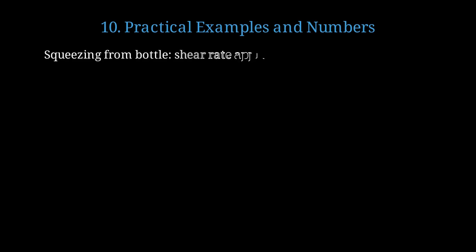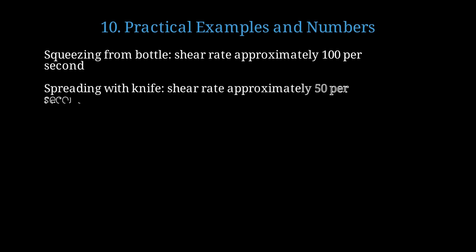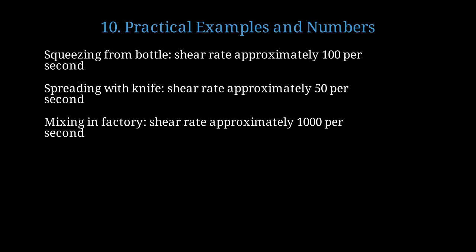Let's ground our understanding with concrete numerical examples from everyday life. When you squeeze mayonnaise from a bottle, you're applying a shear rate of roughly 100 per second. Spreading with a knife generates about 50 per second shear rate. Industrial mixing during production uses shear rates up to 1,000 per second. The force needed equals shear stress times contact area.